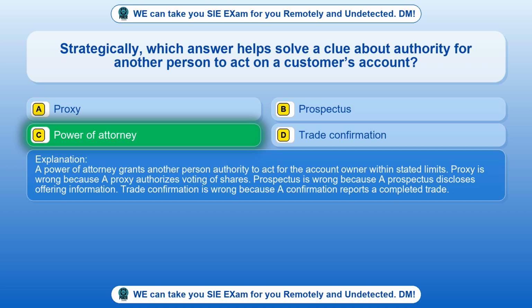Proxy is wrong because a proxy authorizes voting of shares. Prospectus is wrong because a prospectus discloses offering information. Trade confirmation is wrong because a confirmation reports a completed trade.